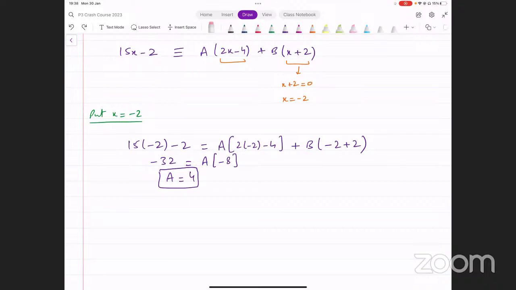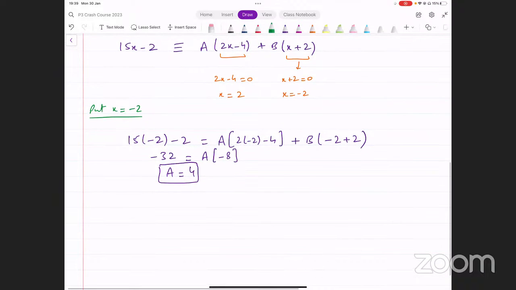Now, once we're done with this, we can think of the other bracket. How can we make this 0? Again, put this equal to 0. 2x minus 4 equals 0. When is that true? When x equals 2. So that could be another value of x that you input here. You input x equals 2 and see what that gives you.